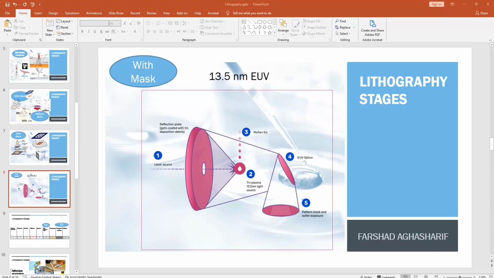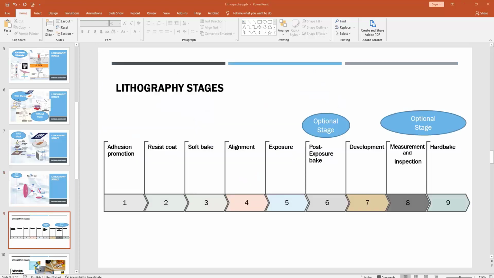I brought for you the lithography stages in 9 levels: adhesion promotion, resist coat, soft bake, alignment, exposure, post-exposure bake, development, measurement and inspection, and at the end hard bake, which is an optional stage just like post-exposure bake. It depends on the process and how we develop or do the whole process. Those are optional stages which we could omit in some cases.